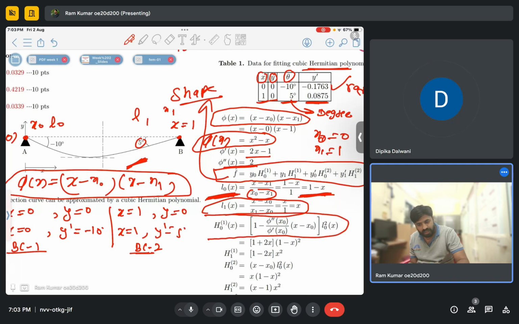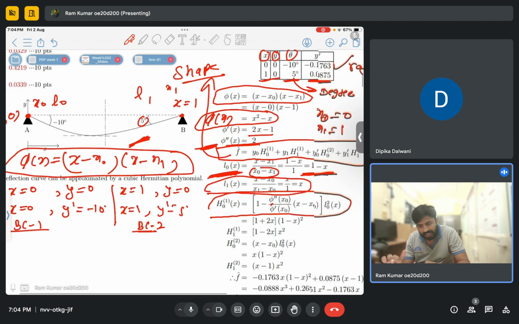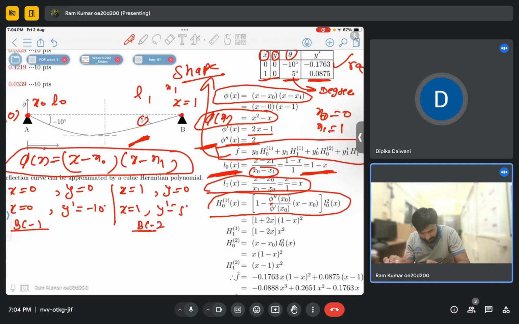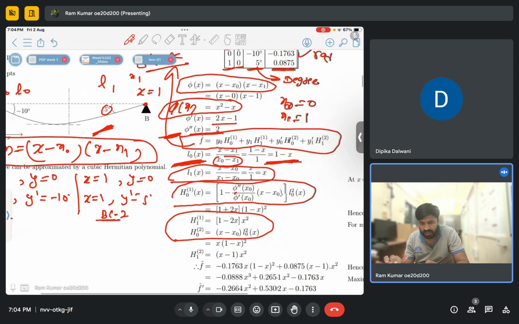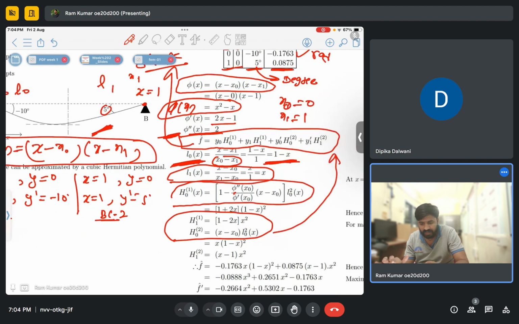So we already calculated phi double dash x. We are having phi double dash x and phi dash x. Then when we are putting value, we will get h1 and h0, to put in this formula. Then we are going to put in this one.